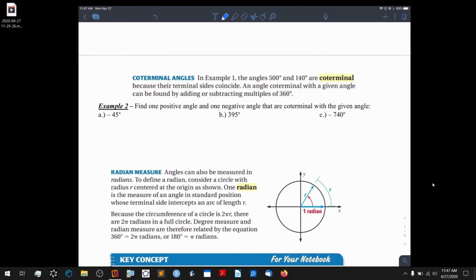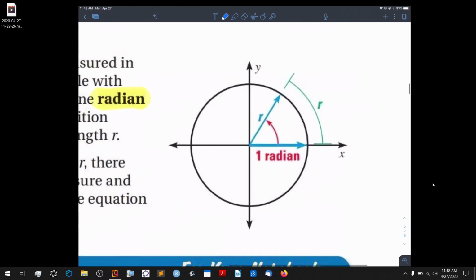Okay, and so then you say, what is a radian? All right. So a radian is defined this way right here, but I don't think this really helps you understand what a radian is. I have a little animation I'll show you in a second, but a radian basically is an angle that's formed by rotating the terminal side until you have drawn an arc that's the same length as the radius. Okay? And that angle here would be called 1 radian.